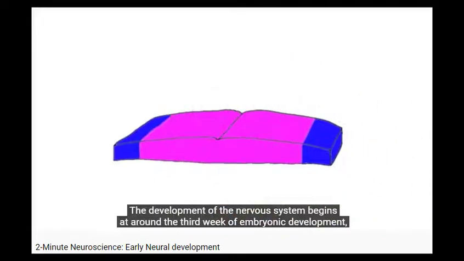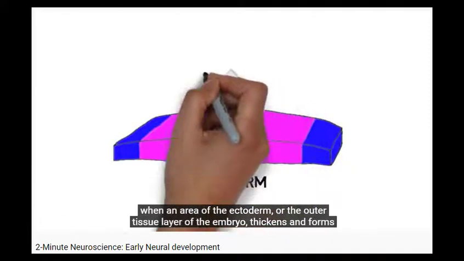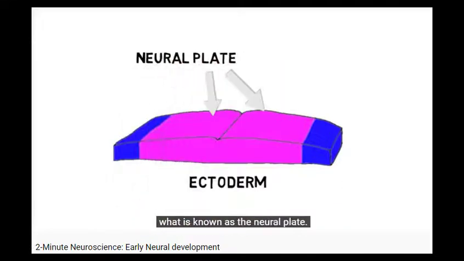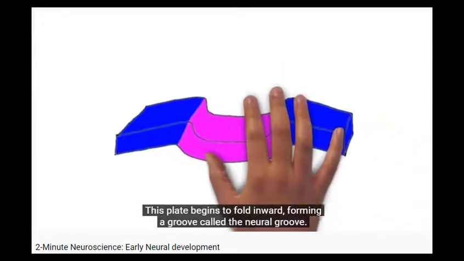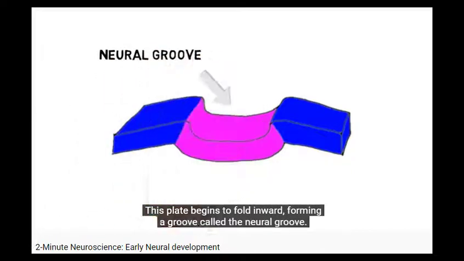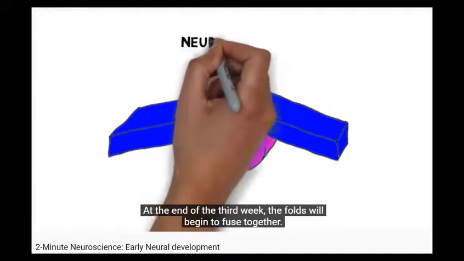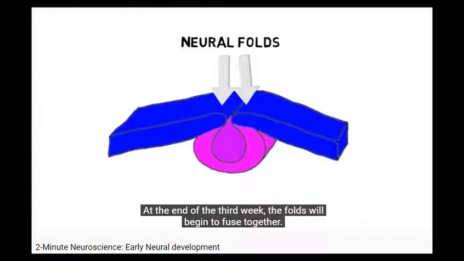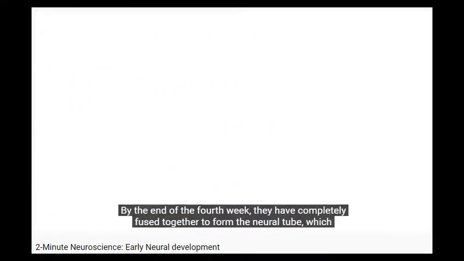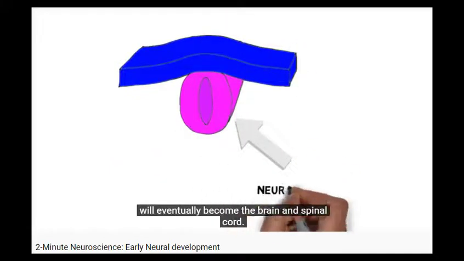The development of the nervous system begins at around the 3rd week of embryonic development, when an area of the ectoderm, or the outer tissue layer of the embryo, thickens and forms what is known as the neural plate. This plate begins to fold inward, forming a groove called the neural groove. The sides of the neural groove, known as the neural folds, begin to come together. At the end of the 3rd week, the folds will begin to fuse together. By the end of the 4th week, they have completely fused together to form the neural tube, which will eventually become the brain and the spinal cord.